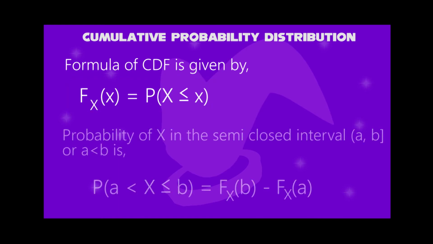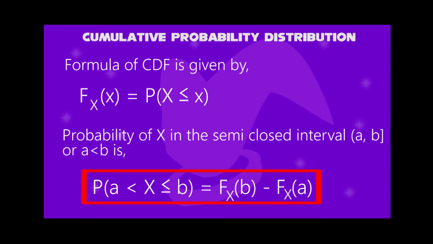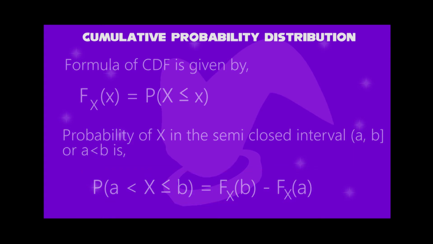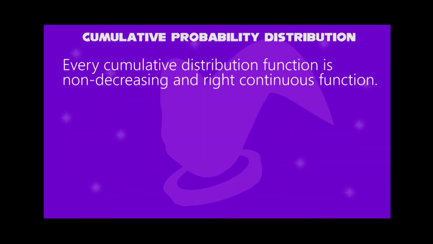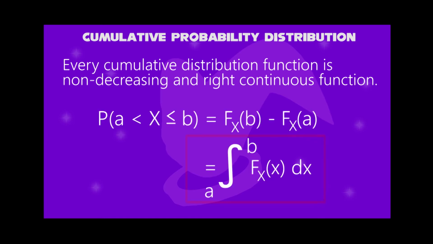The probability that X lies in the semi-closed interval (a, b], where a is less than b, is P(a < X ≤ b) = F_X(b) − F_X(a). Every cumulative distribution function is a non-decreasing and right-continuous function. We can now use the integration method, which is typically advanced mathematics. The integration type is the definite integral from a to b of f_X(x) dx.